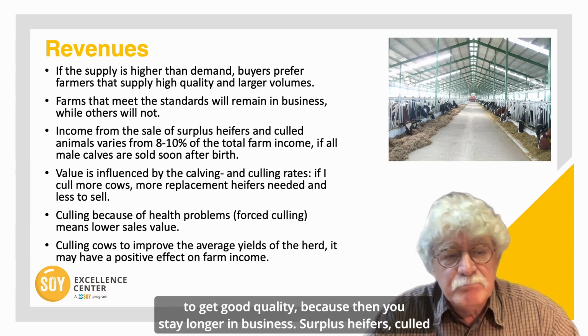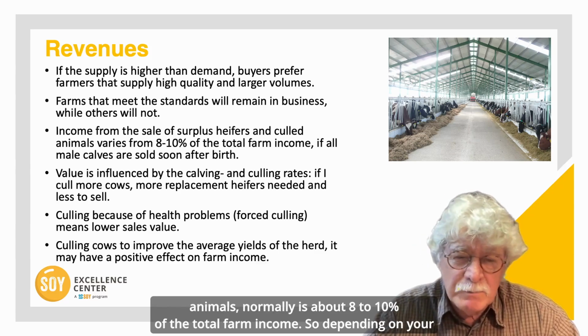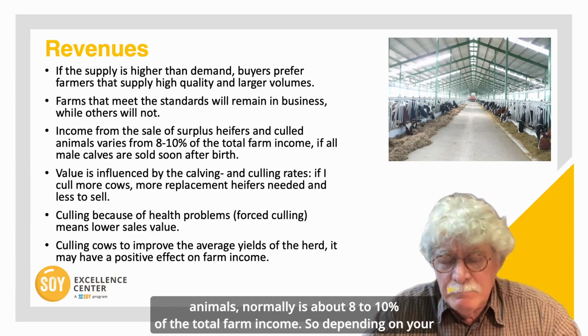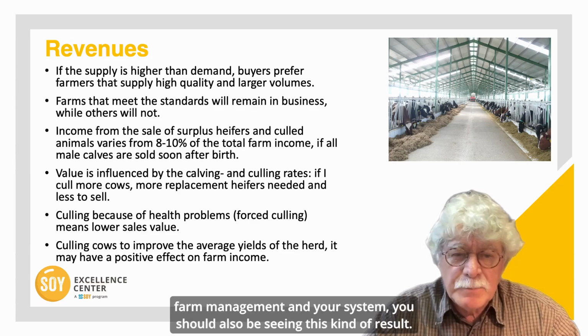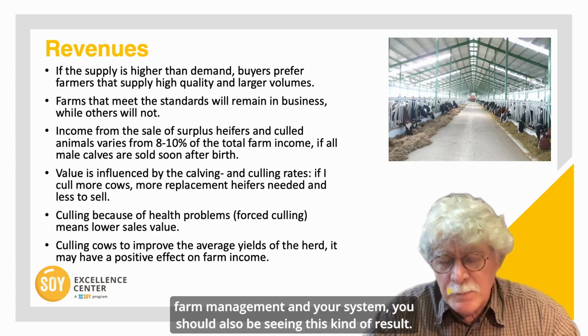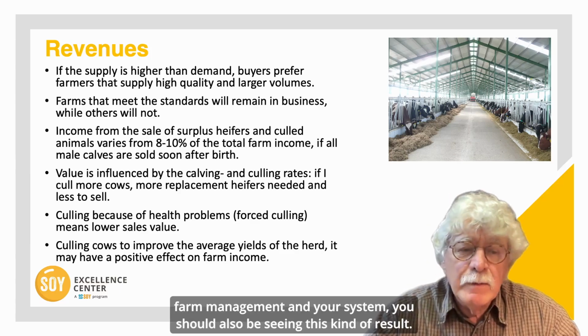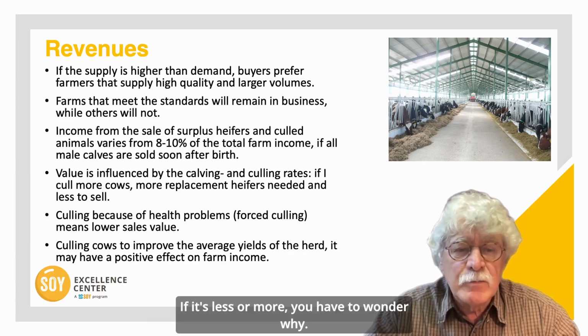Surplus heifers, culled animals, normally is about 8 to 10% of the total farm income. So depending on your farm management and your system, you should also be seeing this kind of result. If it's less or more, you have to wonder why.